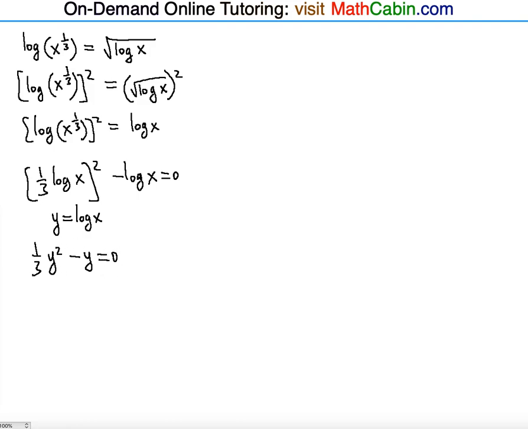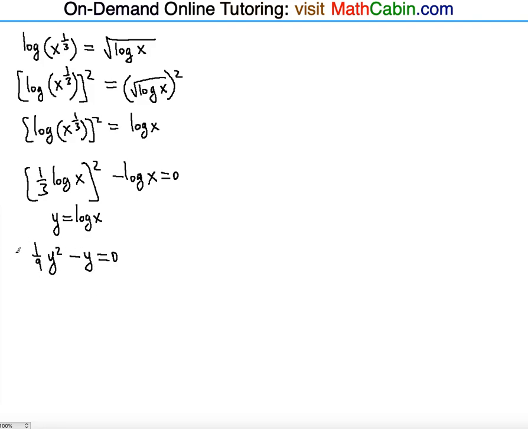Multiplying both sides by... but there's one little thing, it should be 1/9. This should have been 1/9 because we're applying the square to both of these parts. The 1/3 becomes 1/9, and then log x is squared. Okay, so 1/9 y squared minus y is equal to 0.